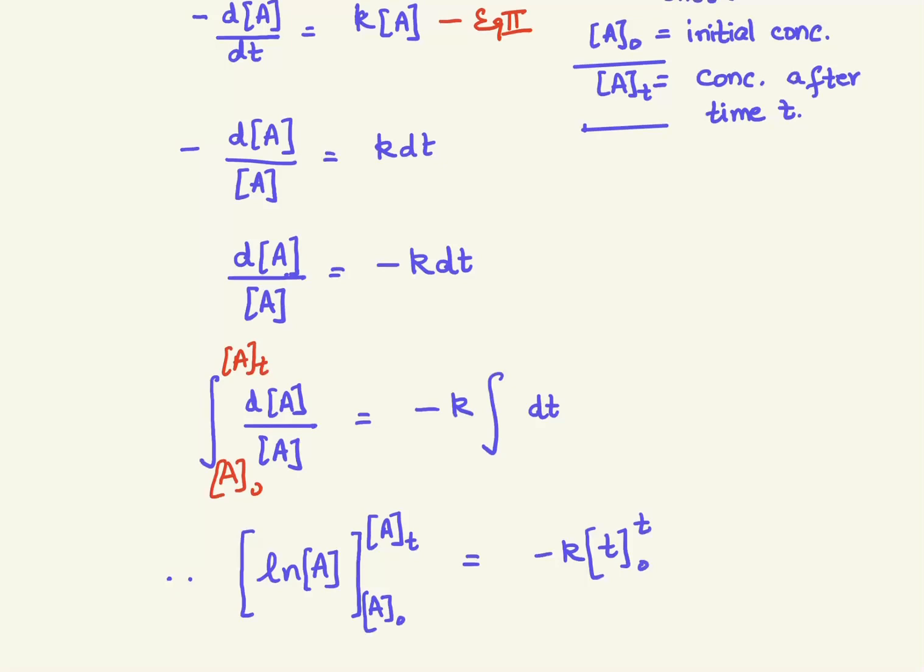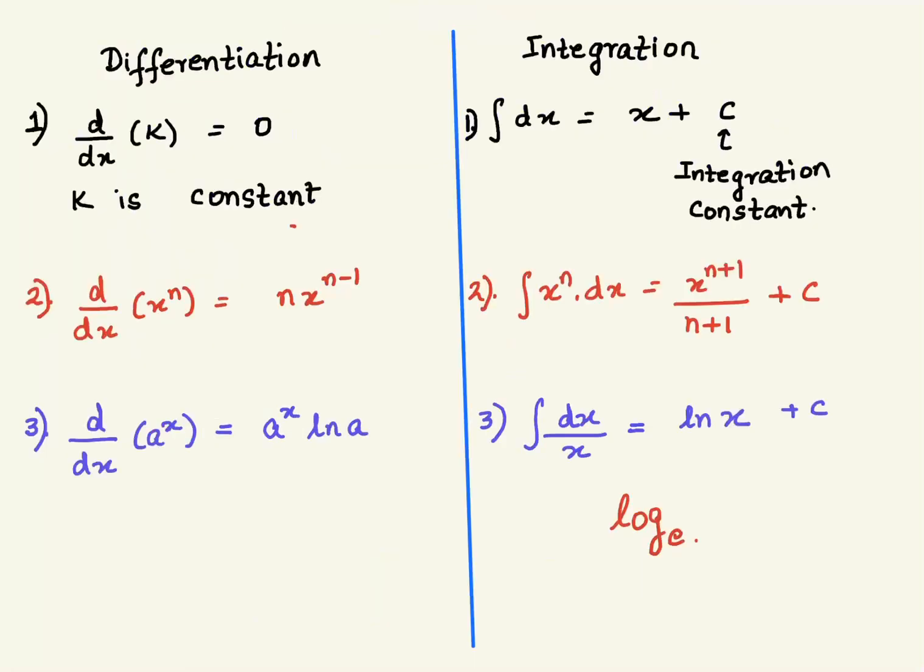Remember the limits? We did it in the last video as well. And the time is changing from 0 to t. Let's see the formula that we had. Yes, the reciprocal of A. Integrating the reciprocal of a variable gives us natural log of that variable plus the integration constant.